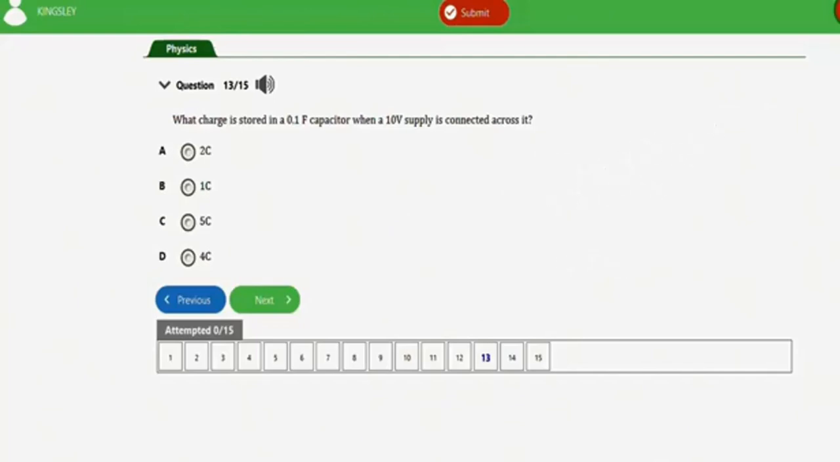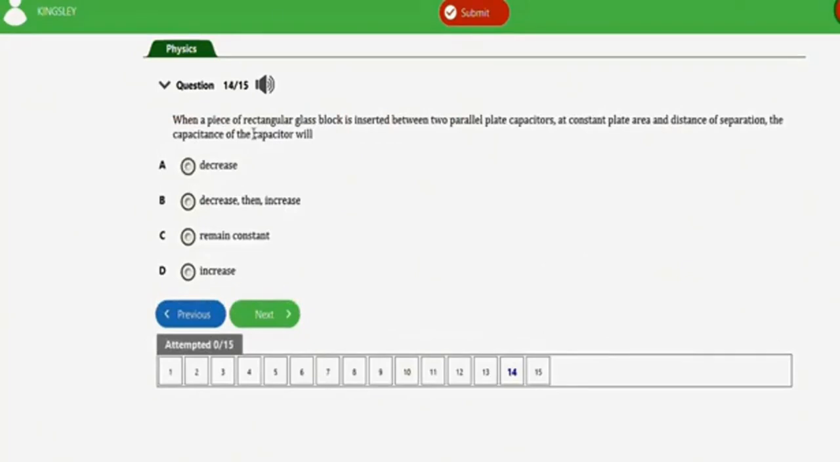Okay, so the next repeated question will be this one. It says, when a piece of rectangular glass block is inserted between two parallel plate capacitors at constant plate area and distance of separation, the capacitance of the capacitor will decrease, then increase, remain constant, increase. So the right option in this question is option D, which is it will increase.